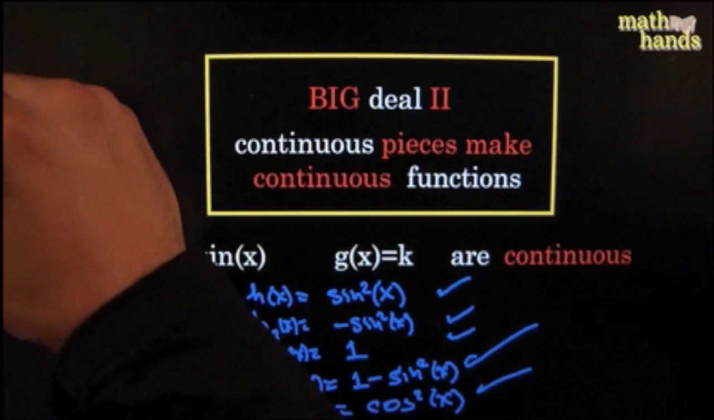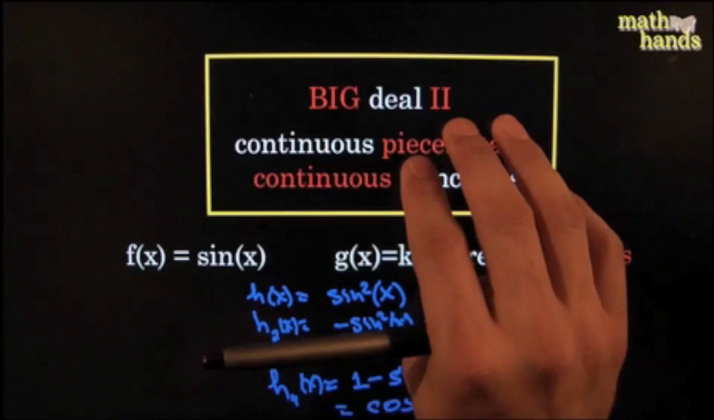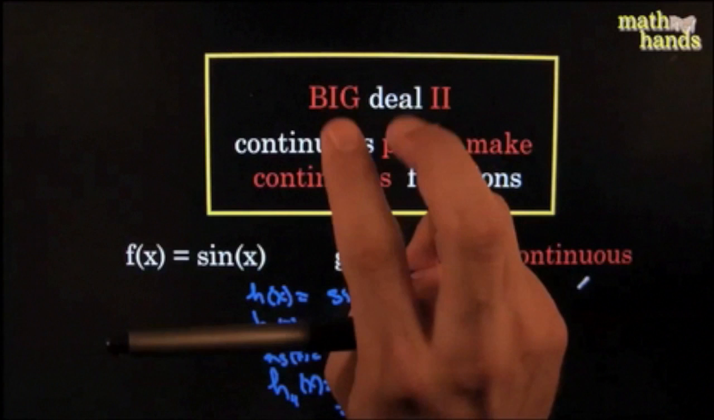Okay, so hopefully I've sold you on continuous functions at least 50%. Okay, I got 4 big deals, 2 down, 2 more to go. They get better.